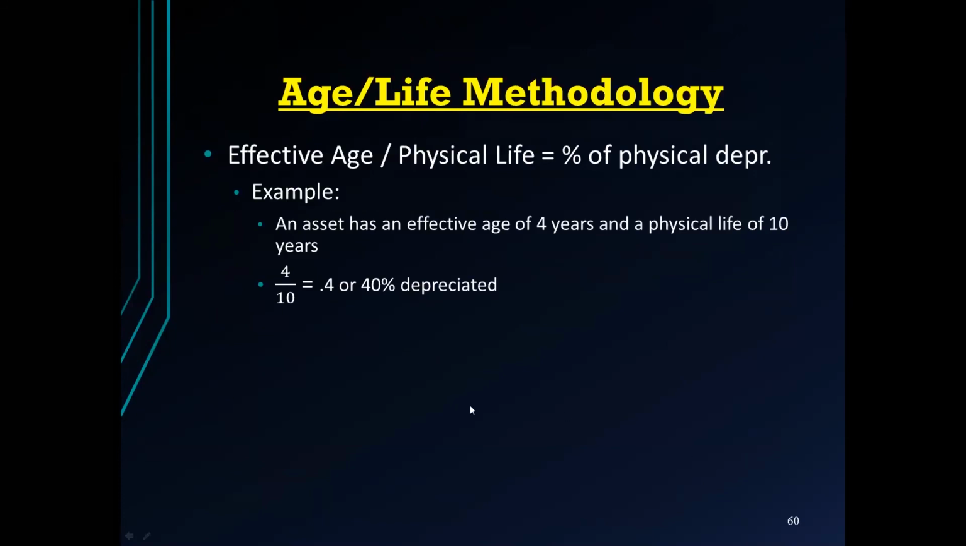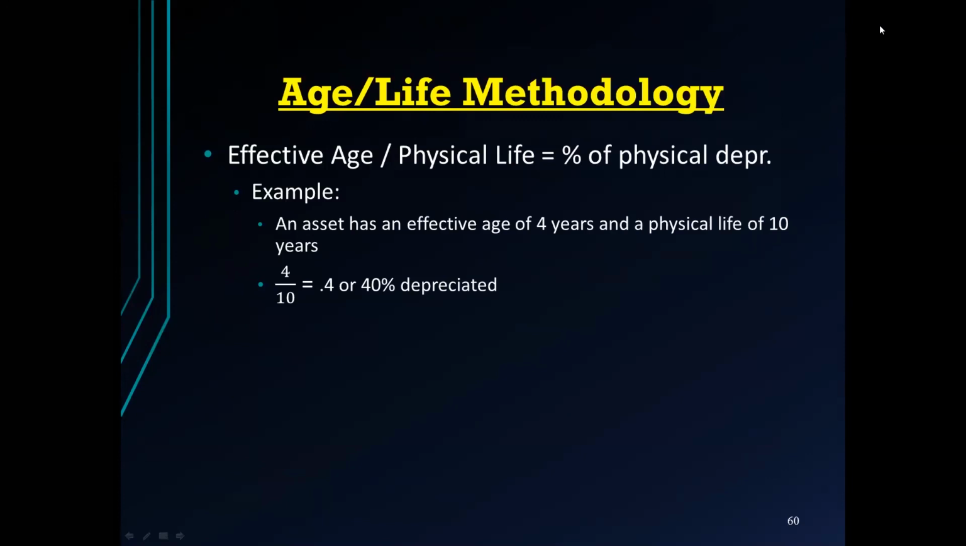Okay, here's an example. The formula for this is your effective age divided by your physical life, and that gives you a percentage of physical depreciation. So let's say you have a piece of property that has a 4-year effective age, 4 years old essentially, and has a physical life of 10 years. You just do 4 divided by 10, just 0.4, or 40% depreciated, or 60% good, which is the flip side.